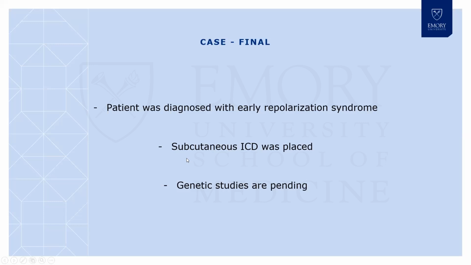So then the patient was diagnosed with early repolarization syndrome. A subcutaneous ICD was placed. We chose subcutaneous because usually early repolarization syndrome is associated with ventricular fibrillation, and it was felt that the patient wasn't going to need a transvenous pacemaker, a transvenous ICD. Subcutaneous was fine. Genetic studies were ordered, but unfortunately they're still pending at the time of this presentation.